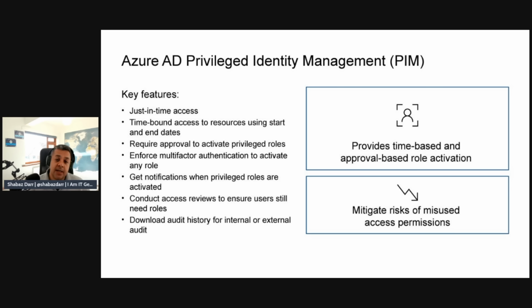We can also configure alerts when users or admins are elevating their privileges, so you can have a group of people, maybe team leaders again, that are getting alerts just to monitor who is elevating privileges and at what times of the day and what days as well. And as I said, you can conduct those access reviews, and we're going to have a quick look at those in the demos, and look at PIM.